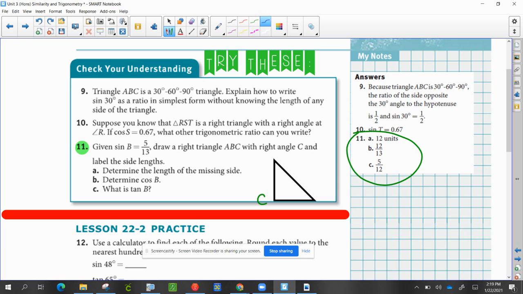Say this is A and we call this B. Remember, sine is opposite over hypotenuse. So if the sine is 5/13, that makes this side 5, the hypotenuse 13. You can use the Pythagorean theorem if you need to, but this is a triple. The 5, 12, 13 triangle would be your missing side. That's why it's 12 units. Once you have your missing side, then you can find the cosine, the adjacent over hypotenuse, so 12 over 13. Tangent, opposite over adjacent, 5 over 12.